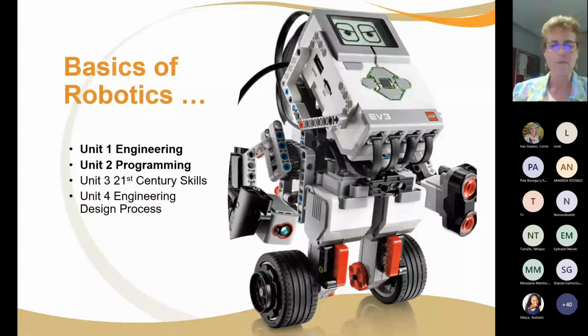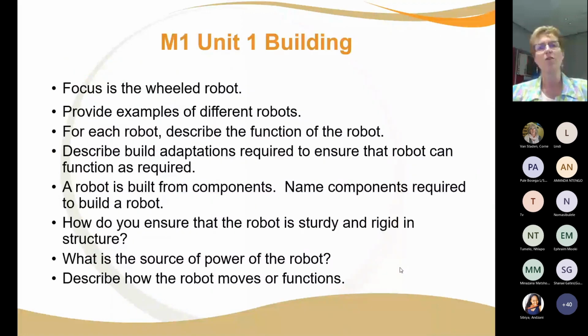Okay, so if you look in your book under the overview document under Unit 1 in building, you'll notice that the focus is definitely on the wheeled robots. You can provide your learners with examples of different kinds of robots that are wheeled. They'll have big wheeled robots, small wheeled robots. The wheel size differs, but that's according to the function of the robot.